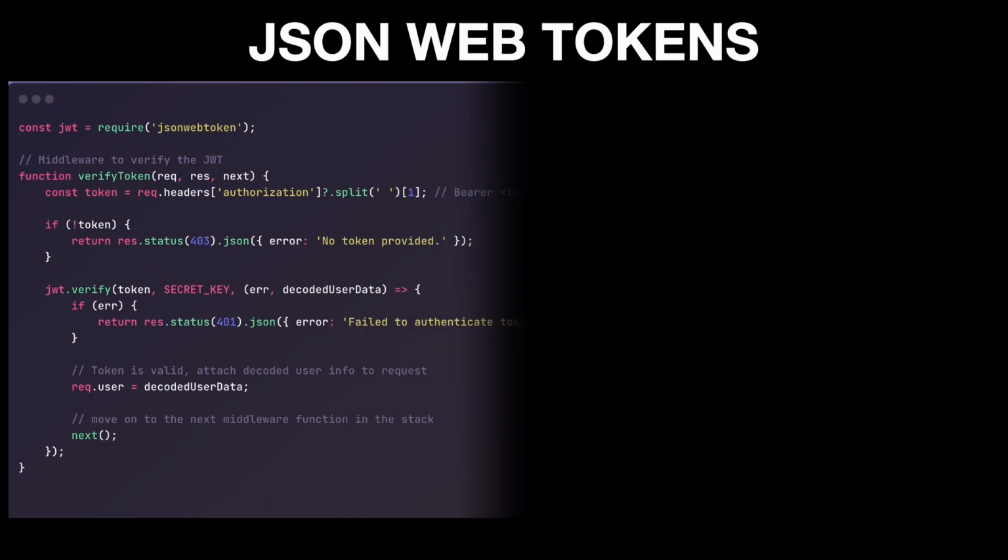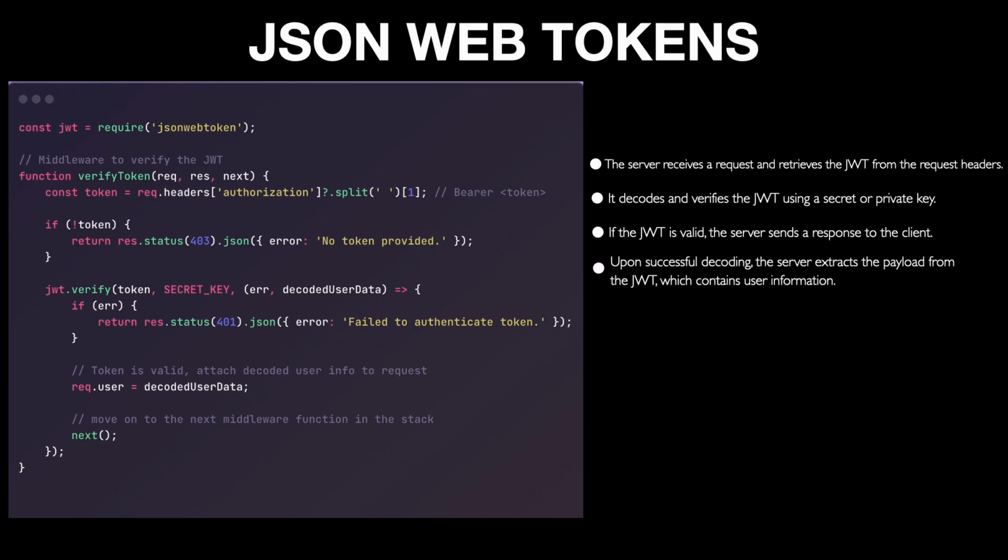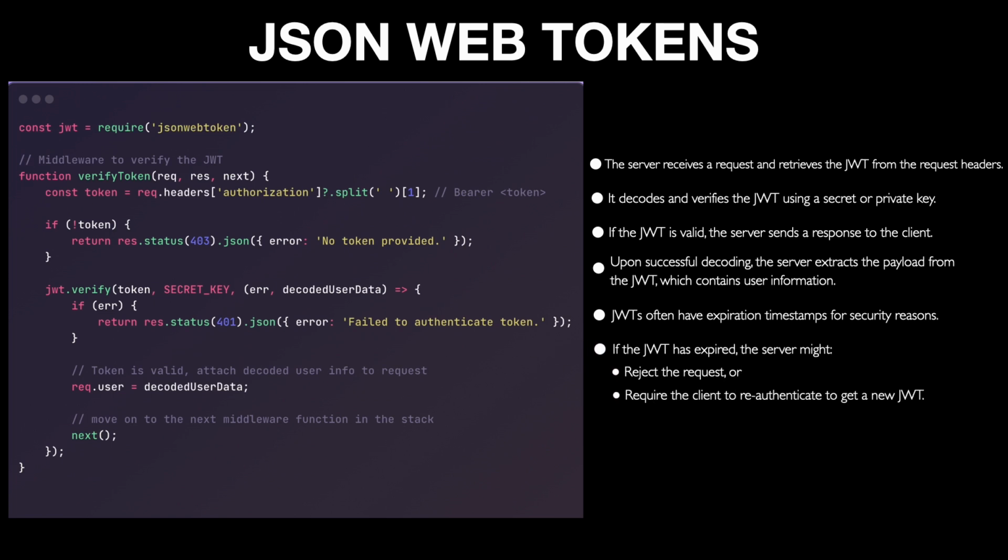Then the server, upon receiving a request, extracts the JWT from the request headers. The server then decodes and verifies the attached token based on the secret or private key. If it is valid, the server sends a response to the client. Do note that the server, upon decoding the JWT successfully, also extracts the payload data embedded in the JWT, which contains information about the user. JWTs often have expiration timestamps to enhance security. If a JWT has expired, the server may reject the request or require the client to obtain a new JWT by re-authenticating. When a user logs out or their session expires, the server may invalidate the JWT associated with the user's session. This prevents further access to protected resources using the same JWT.